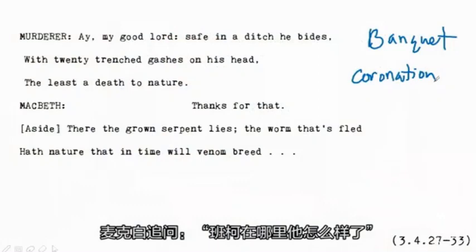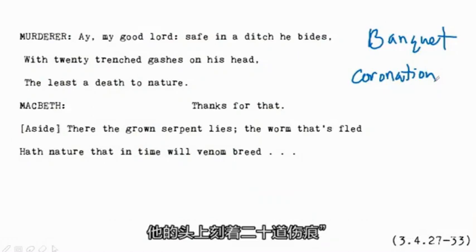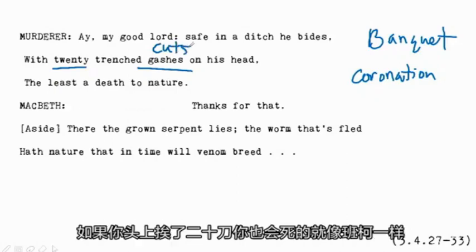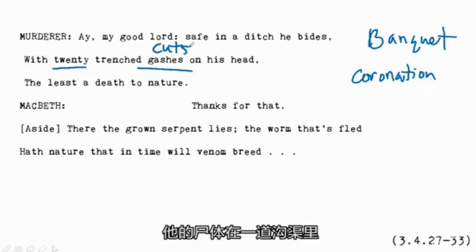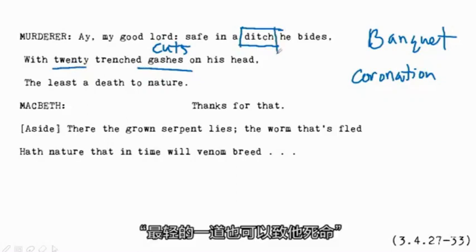Okay, so the murderer says, "I, my good lord," right? Macbeth asks, "Where's Banquo? What happened to him?" "I, my good lord, safe in a ditch he bides, with 20 trenched gashes on his head." Okay, so 20 gashes. Gashes are like cuts on his head. So if you were struck with a sword 20 times on the head, you would probably die, as Banquo died. And his body is in a ditch, right? Hidden from view.